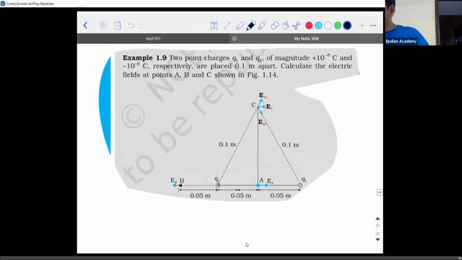There are 2 point charges, example 1.9. There are 2 point charges Q1 and Q2 of magnitude plus 10 power minus 8 coulomb and minus 10 power minus 8 coulomb respectively, which are placed 0.1 meter apart. Calculate the electric field at points A, B and C as shown in the figure. They are placed respectively at points A and B, separated by a distance of 0.1 meter.